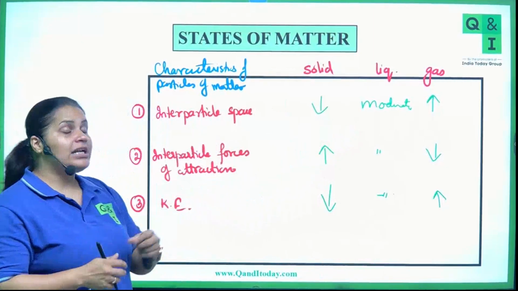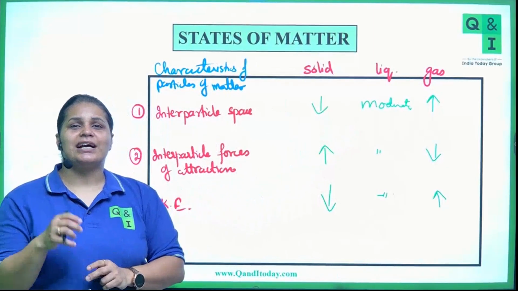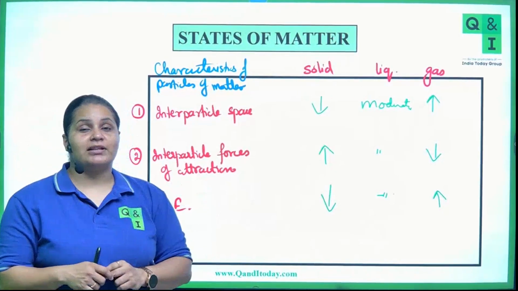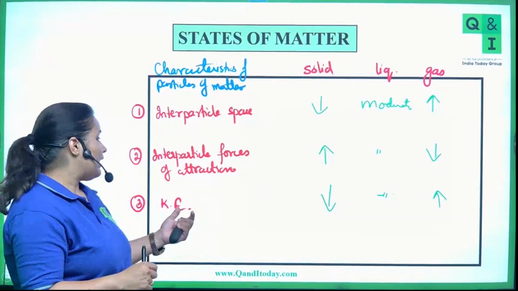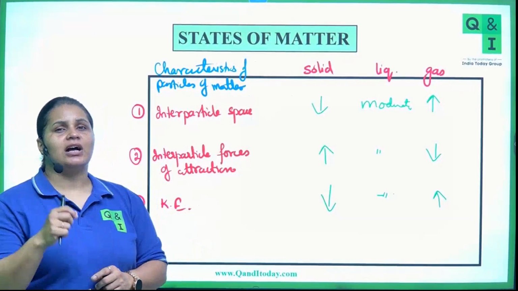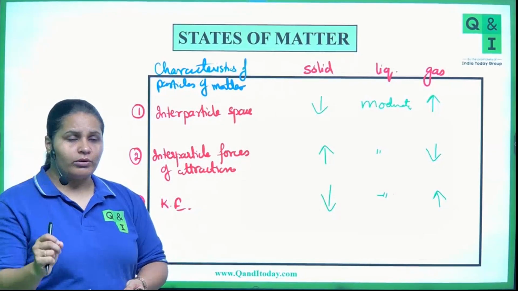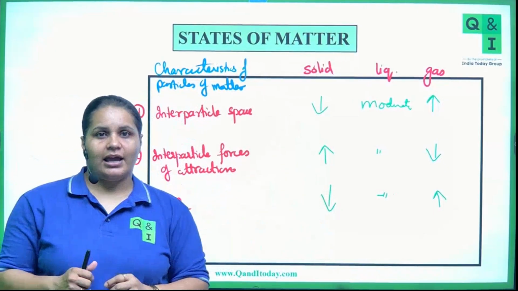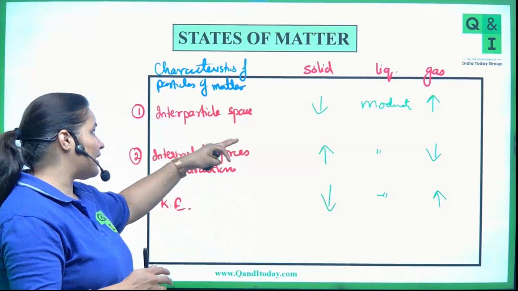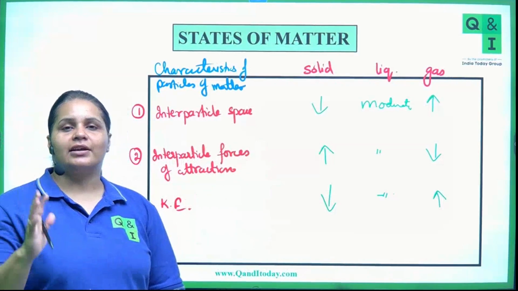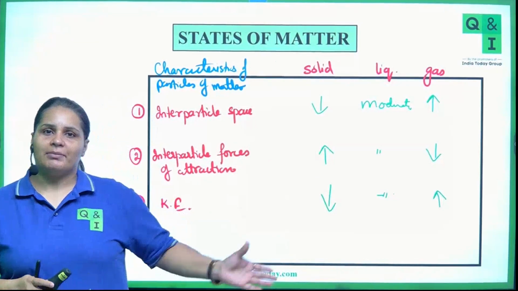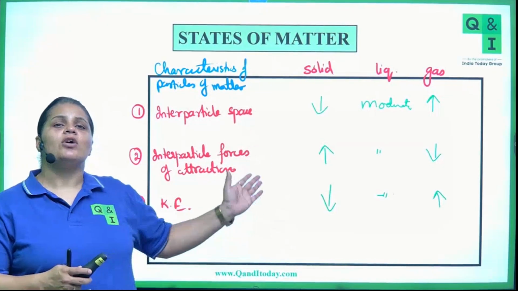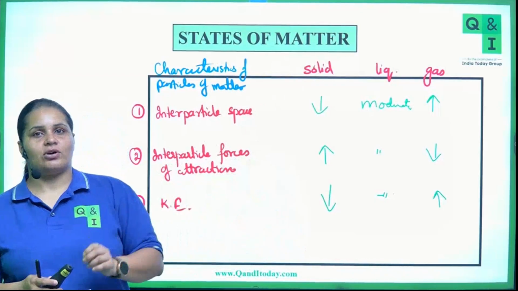Right. When the interparticle space between the particles is least, they are compactly packed, then forces of attraction between them are very strong, and kinetic energy of the particles is very low. So we say that state of matter is solid. And whenever these properties are in moderate condition, we say it is liquid state. Am I clear? So on the basis of these three properties, we decide the state of matter.